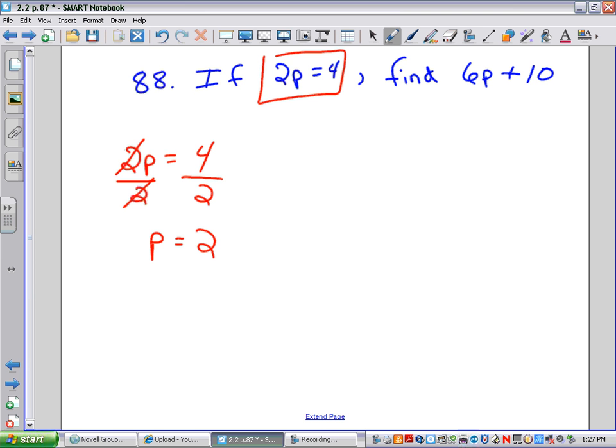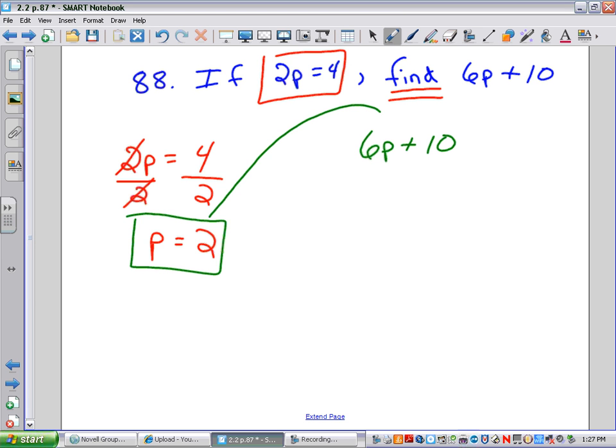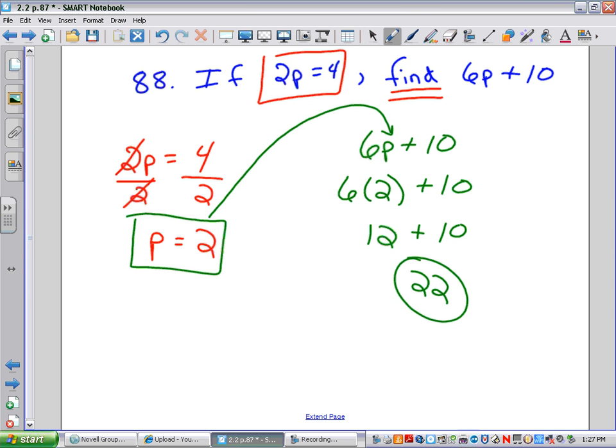So I just solved the equation, p equals 2, but I'm not done because I have to find 6p plus 10. So if I rewrite 6p plus 10, I'm going to plug in this 2 answer right there in place of that p. Substitution. 6 times 2 plus 10, that's 12. 6 times 2 is 12. Plus 10, answer 22. You must first solve the equation, then plug it in, which means substitution. My answer is the 22.